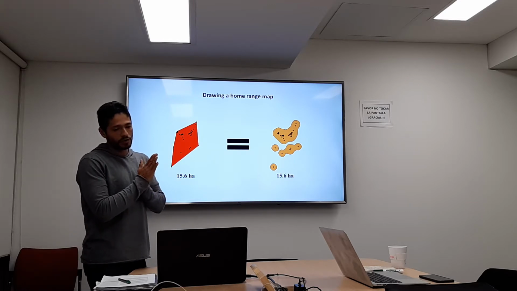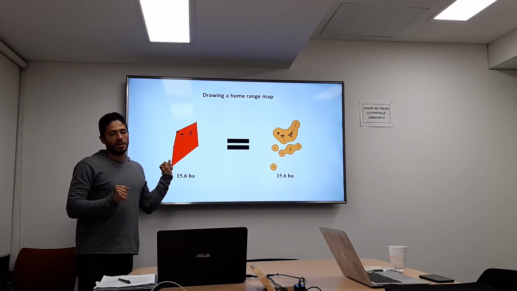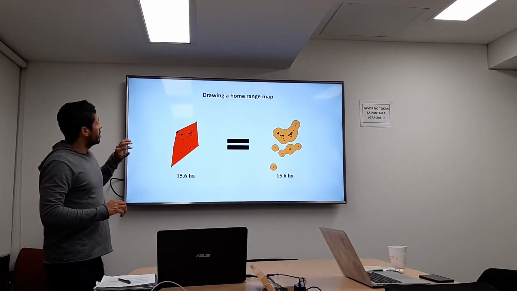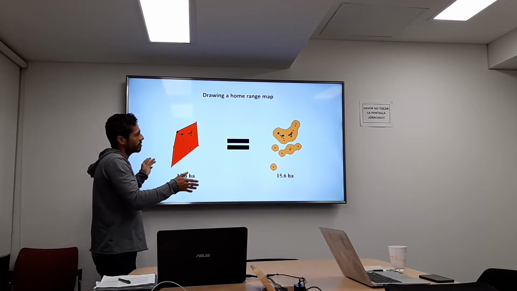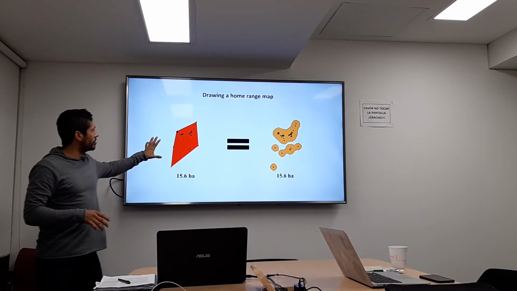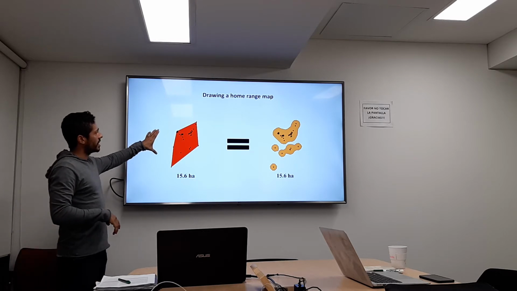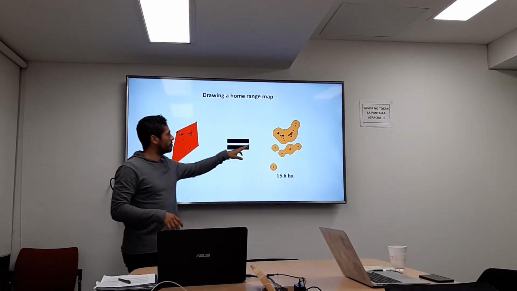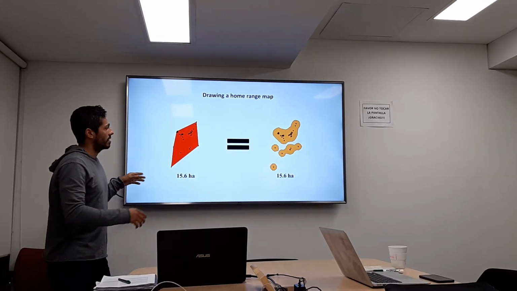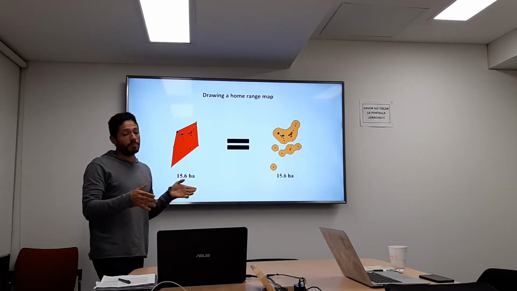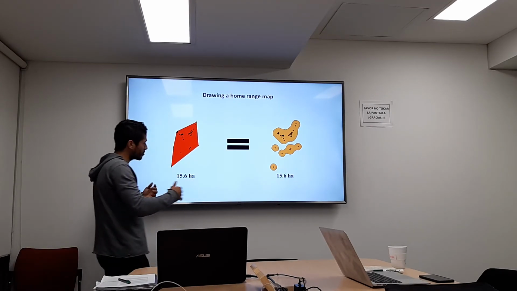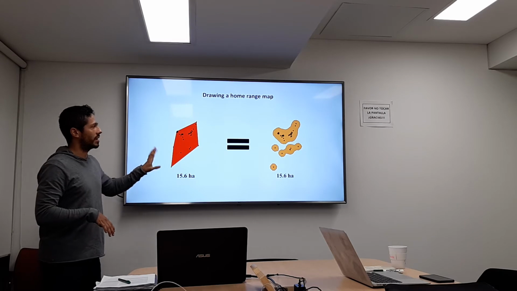In this graph, you can see an animal's home range constructed with both methods. To construct this home range, the same location points were used, and on the left there is a minimum convex polygon, and on the right there is a kernel density plot. And in this case, both methods have the same area estimate. We have almost 16 hectares for that home range estimate.